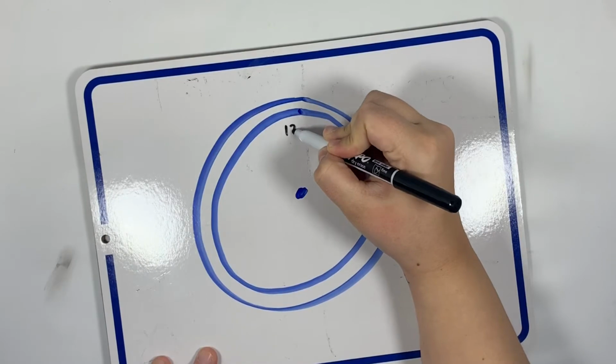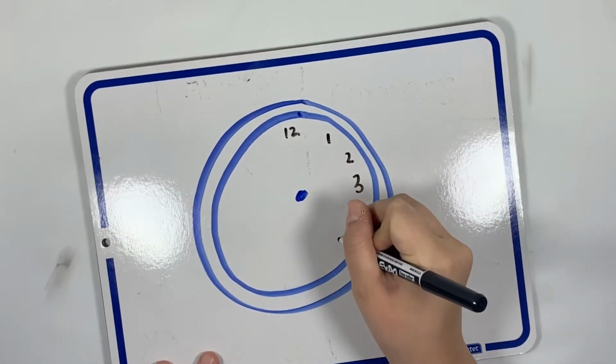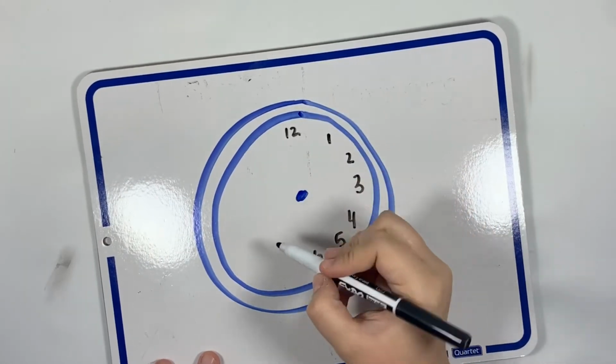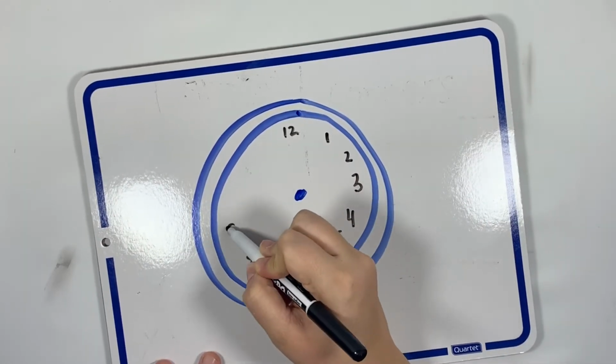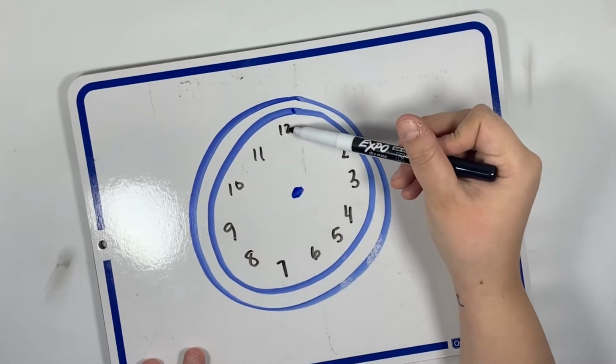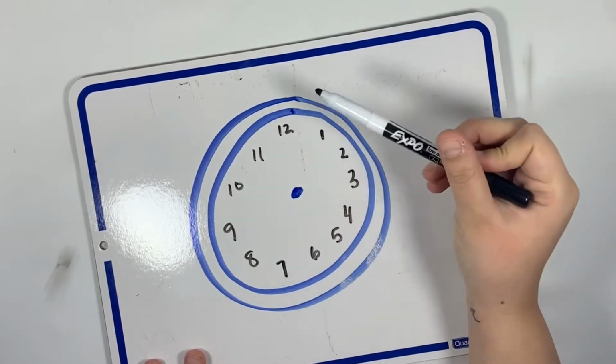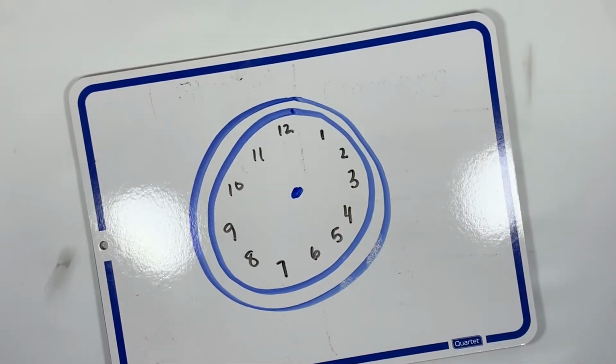And we noticed that on the clock there were numbers. The numbers started with 12 and they went all the way to 11. So it went from 12, 1, 2, 3, 4, 5, 6, 7, 8, 9, 10, 11, back to 12. And there are two hands on this clock. They are called hands. One hand is short and one hand is long.